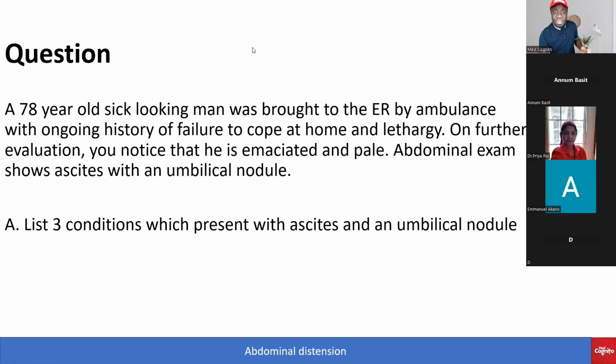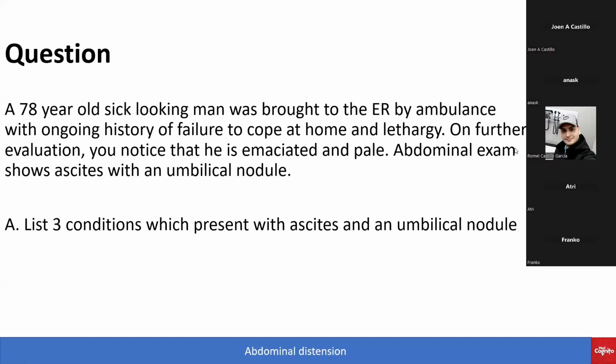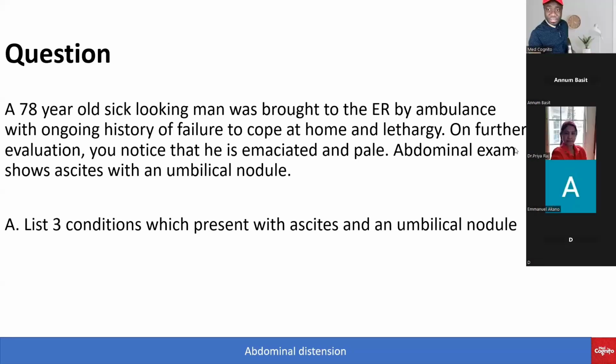Next question. I need someone to volunteer because this is a new question altogether. Can somebody volunteer for me? Who wants to volunteer? I want you to volunteer because I want us to cover abdominal distension. Yes, please. Me, Dr. Anam. I want to volunteer. Sure, Dr. Anam, let's go.